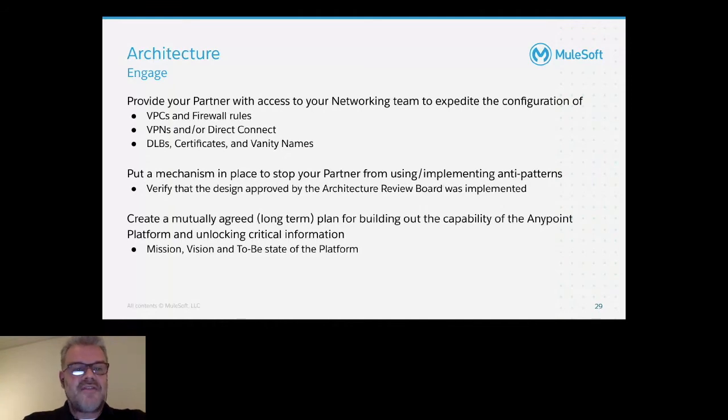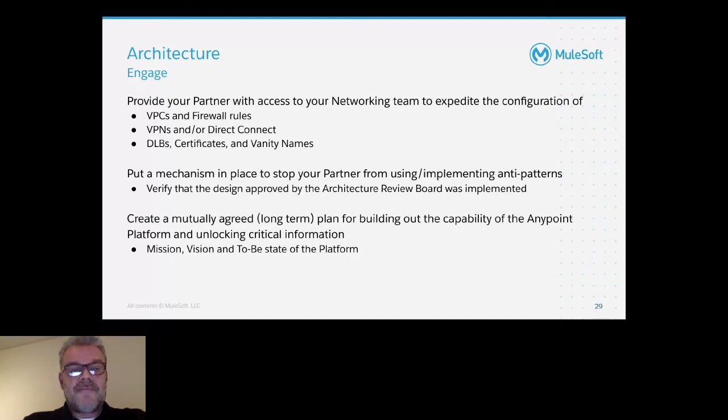So our advice is make sure that the partner has access to the networking team and that the networking team is ready to engage with the MuleSoft ops team when setting up VPCs, VPNs, DLBs, etc. And there should be no exception. It's unfair for a developer to have to do that because I'm not a network expert and I don't even speak the same language as our operations people. So make sure that somebody from the networking team talks to our networking people, and then VPCs, VPNs will be easy.